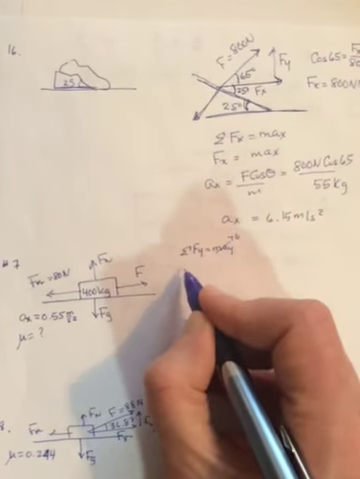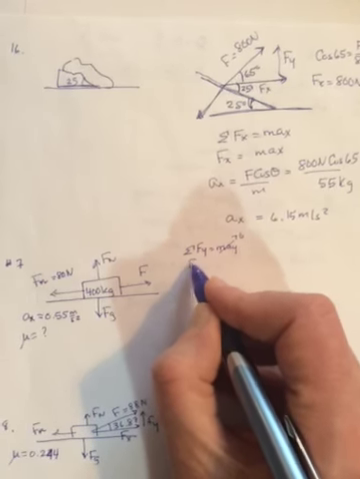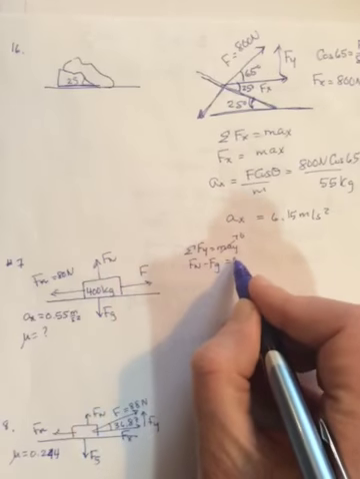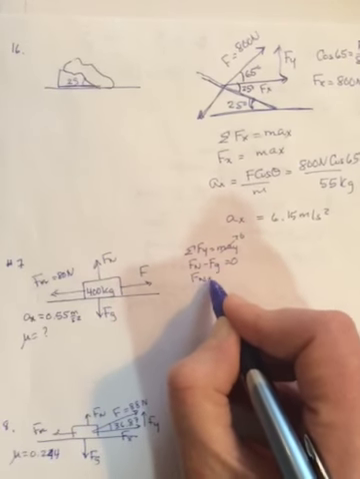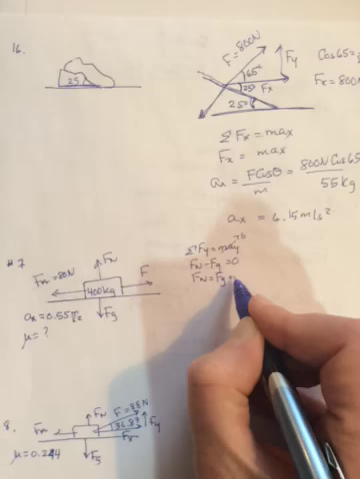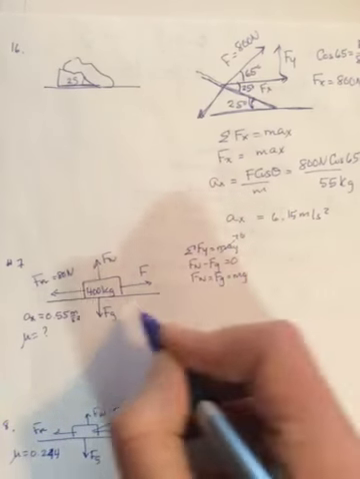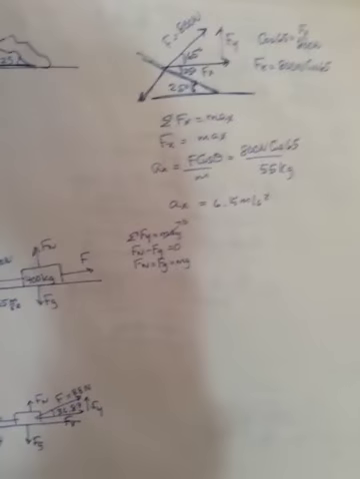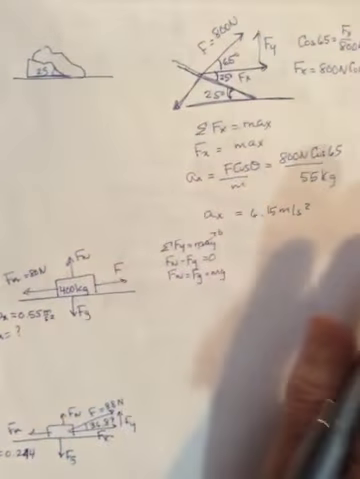We'll start with it. So in the y, we have Fn going up and Fg going down, and that will be equal to 0. So Fn will be equal to Fg will be equal to mg. And so you could do 400 times 9.81. Just for fun, let's just leave it at that for now.